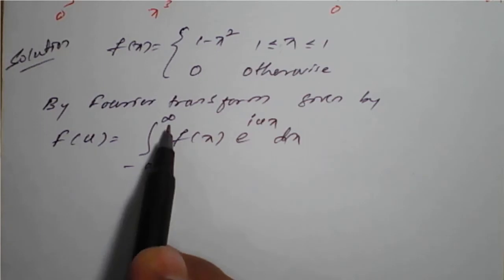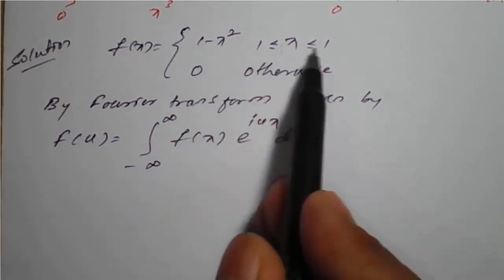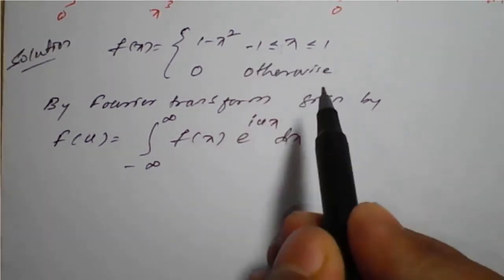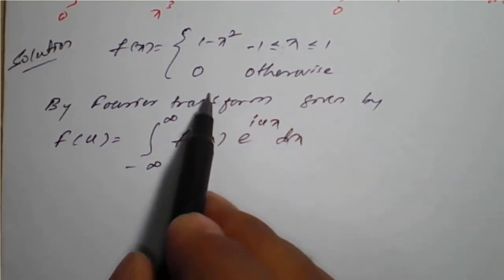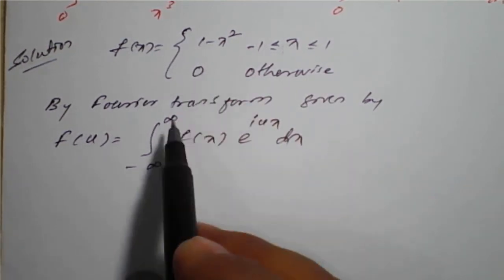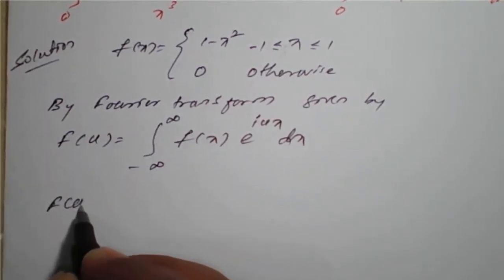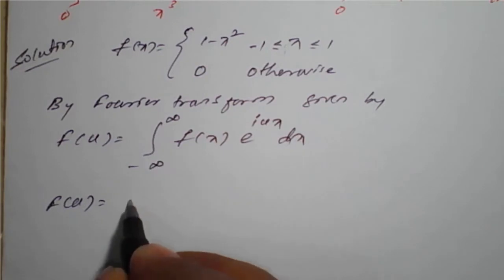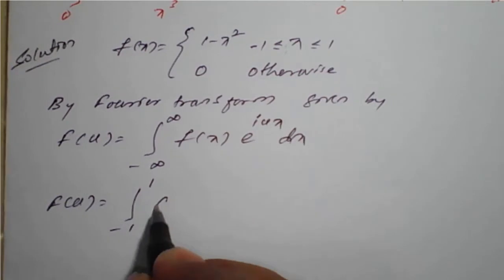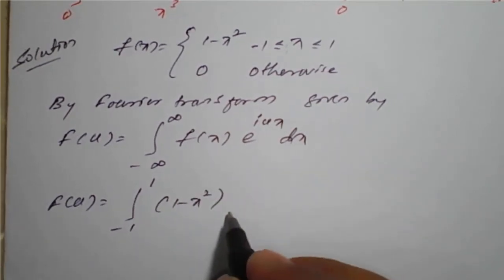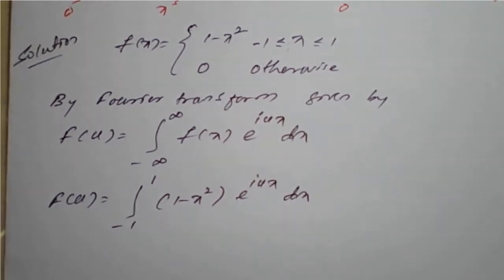So here, minus infinity to plus infinity. The first function is 1 minus x square between minus 1 and plus 1, and otherwise it is 0. The second integral will not exist here, only the first integral will exist. Therefore F of u is equal to, instead of minus infinity to plus infinity, it will become minus 1 to plus 1, of 1 minus x square into e raised to i u x into dx.